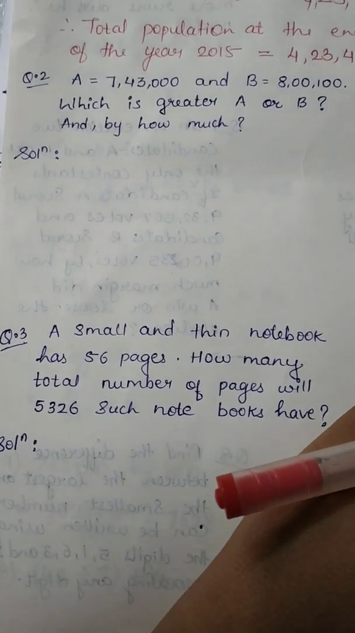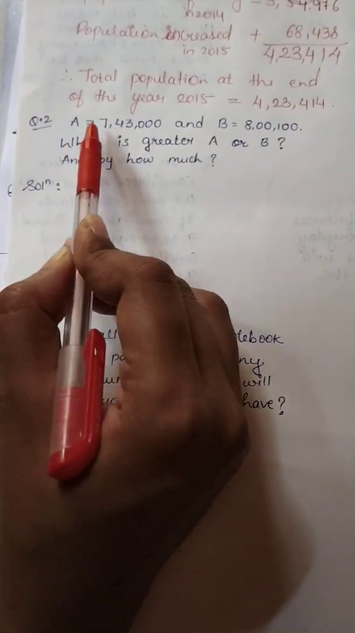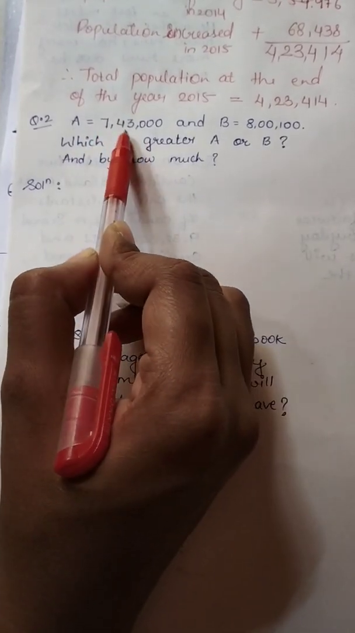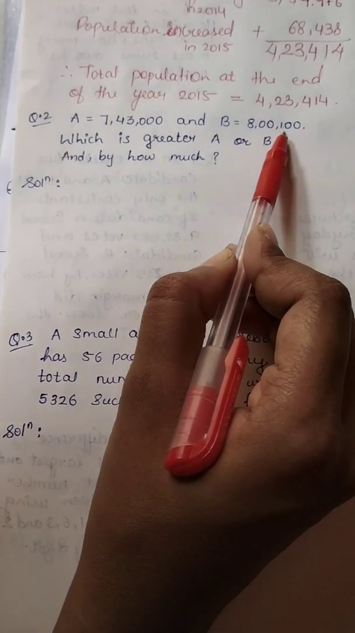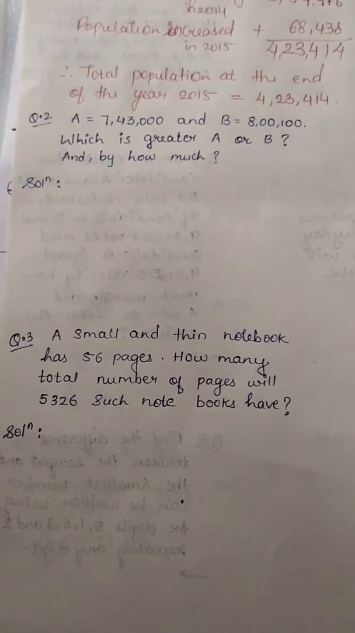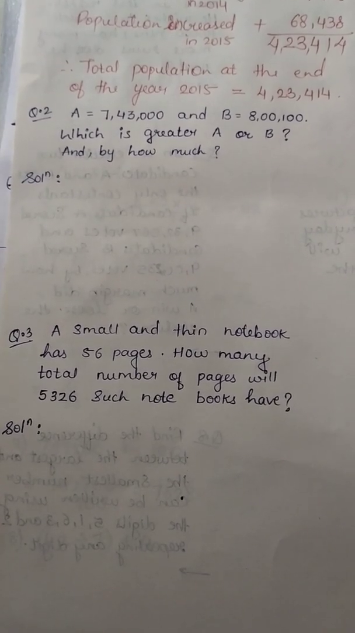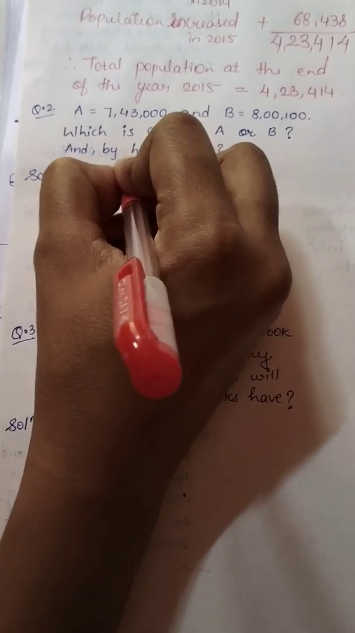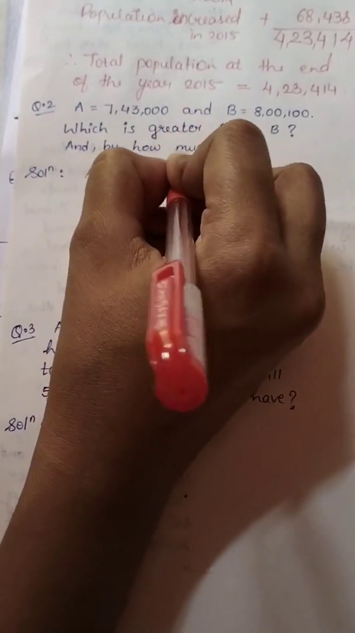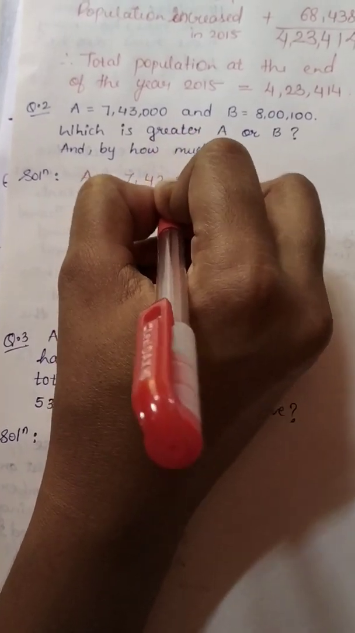Now students, the next question is A is equal to 7,43,000 and B is equal to 8,100. So which is greater, A or B, and by how much? So I'll write here A, that is 7,43,000, B 8,100.